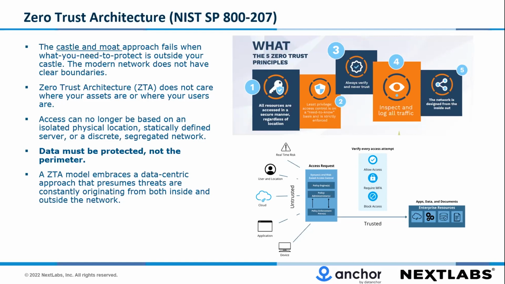And then finally, the fifth principle is designing a network or secure resources from the inside out. So instead of protecting the perimeter, you're assuming that threats can originate from either inside or outside of a secure network. And so you always need to be verifying that a user or system has the appropriate authority to access a controlled resource.